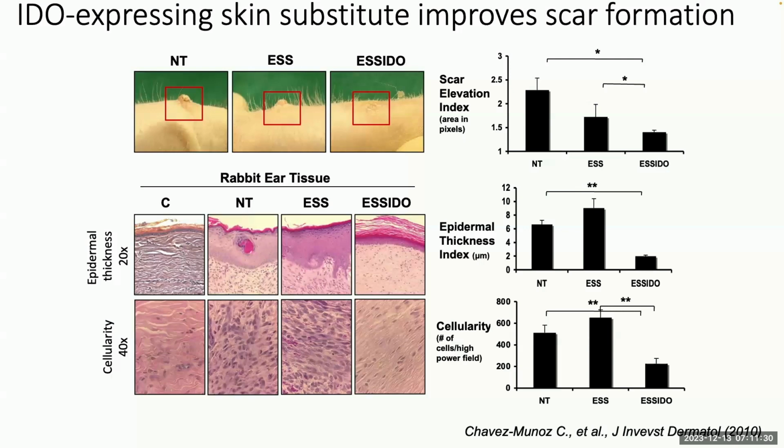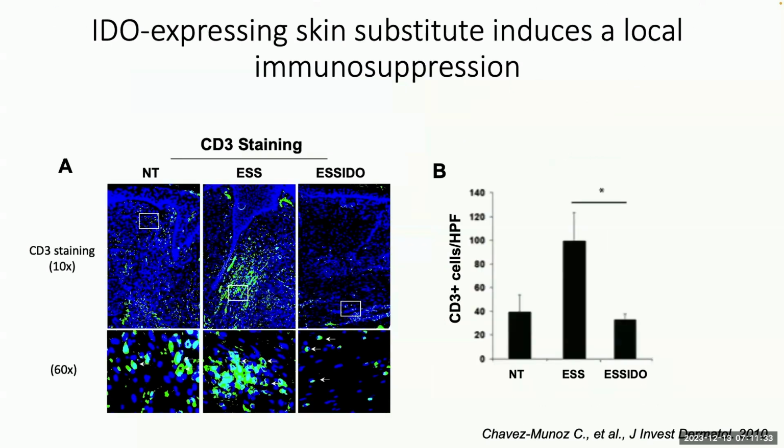But most importantly, you would say, well, so what about the T cells? So this is what I was talking about. When we have the skin substitute with IDO, you can see how the T cells are mostly aligned where the graft finishes.